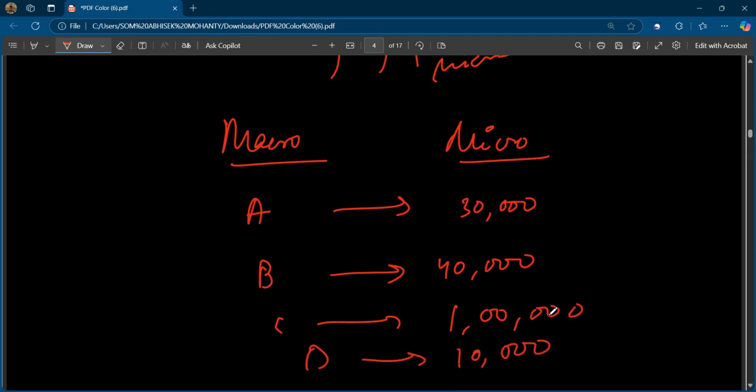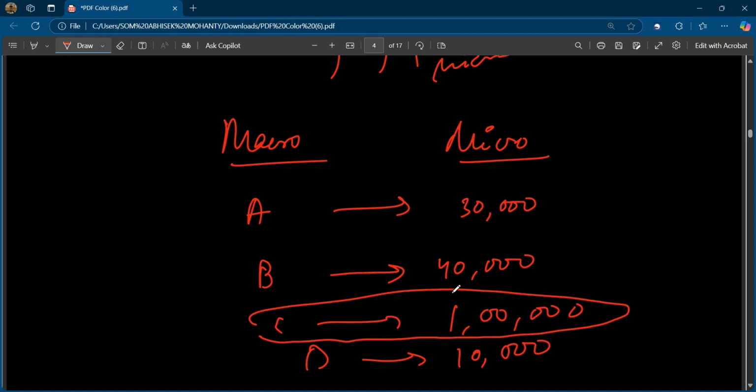So which is the most probable macrostate? The most probable macrostate will be the one having the most number of microstates. So this will be called the most probable macrostate, not microstate, macrostate. The macrostate having the largest number of microstates is the most probable macrostate.